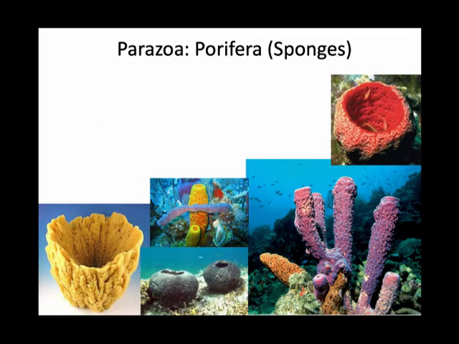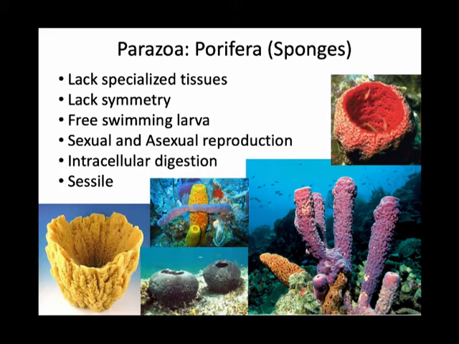But they're very important ecologically, and they're very diverse. They provide shelter for other animals, and since they're filter feeders, they improve the water quality of the places where they inhabit. They are non-moving, although their larvae can swim and colonize new habitats. They also have no symmetry, and they can reproduce both sexually and asexually.